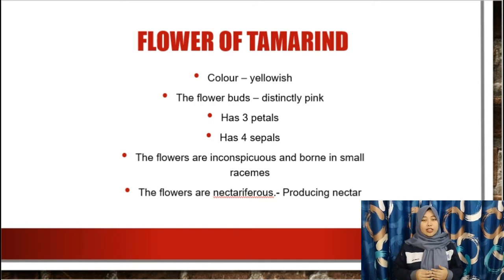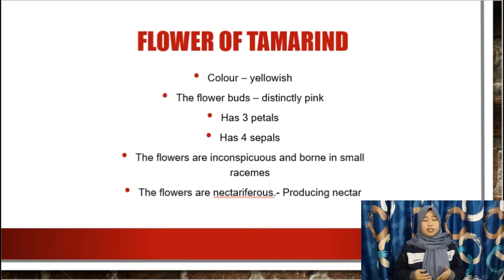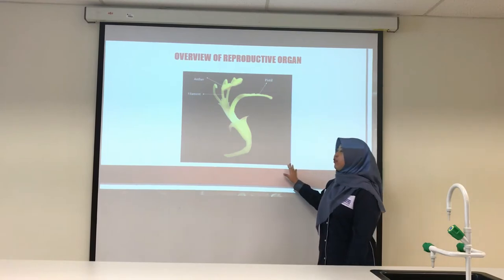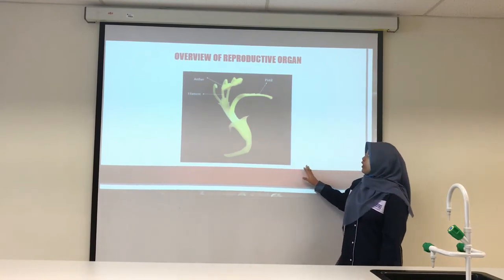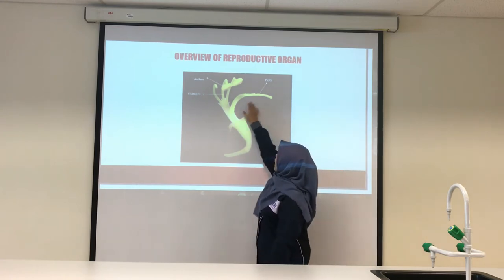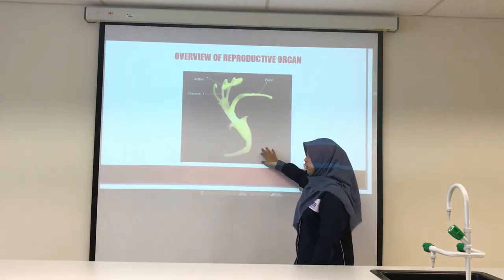The flowers are inconspicuous and borne in small racemes. The flowers are nectarous, which is producing nectar. This is the overview of the reproductive organ of tamarind. They consist of pistil and stamen in a flower.